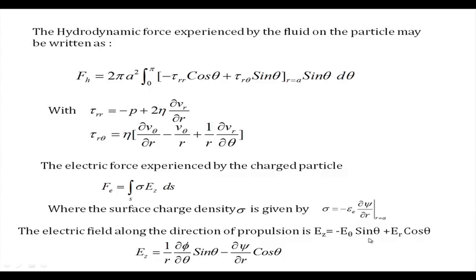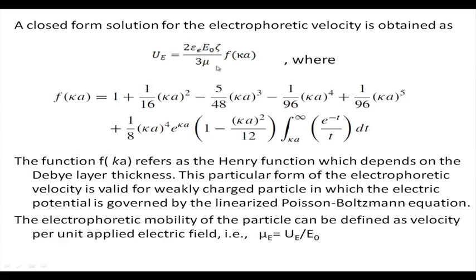So, it can be written as E theta sin theta, E r cos theta. Since E theta has no component for psi, only phi will have, and psi is only a function of r. So, you get this Ez in this manner, and with some manipulations, Henry came to a closed form solution for the electrophoretic velocity, governed this way, where f kappa a is called the Henry function. Now, obviously, this UE depends on the Debye length kappa a.